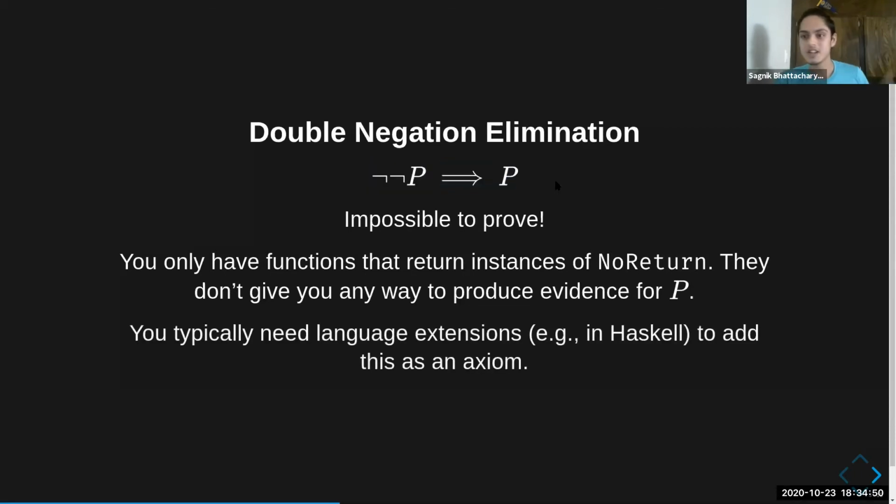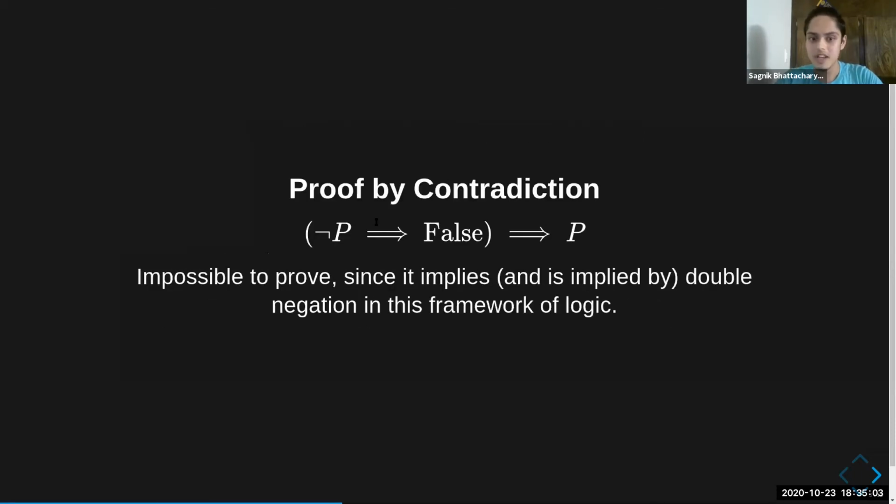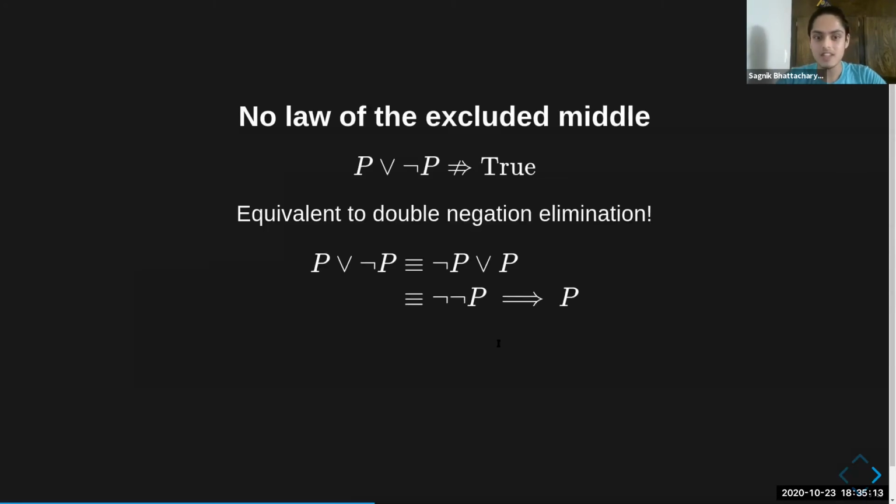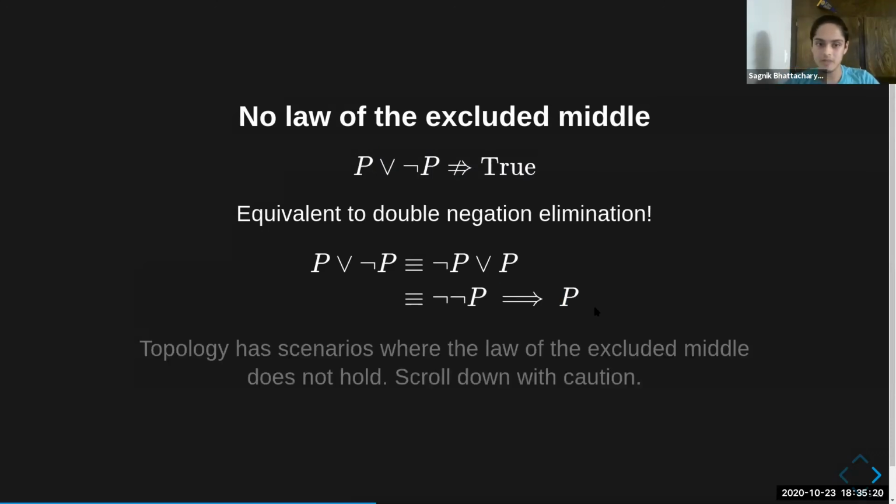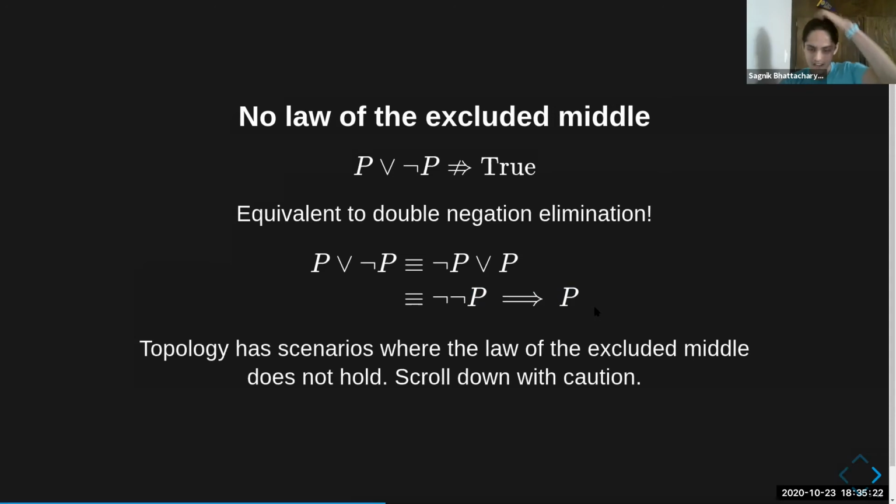And Haskell allows you to bring in language extensions, and if you want to implement full-on logic, then you basically need to hack your way through the language in order to get double negation elimination. And similarly, proof by contradiction is also not there, because proof by contradiction is equivalent to double negation elimination. And law of the excluded middle is also not there. You cannot prove that this is true because it is equivalent to double negation elimination.